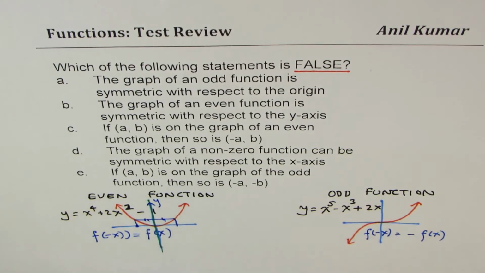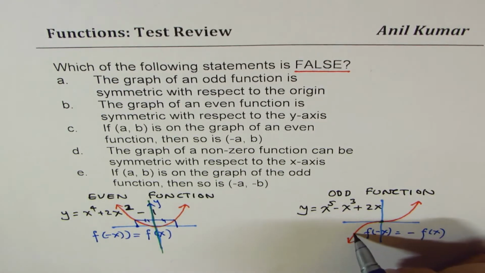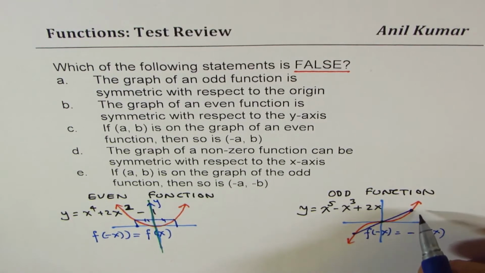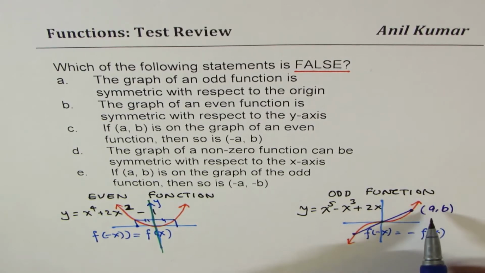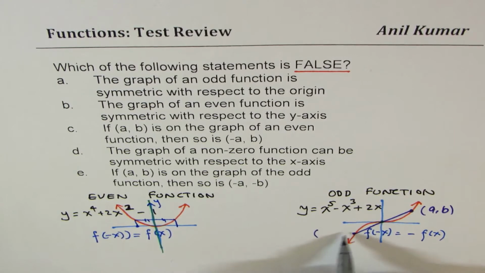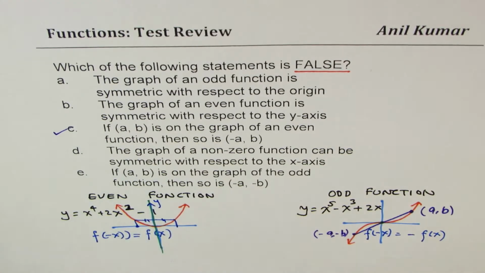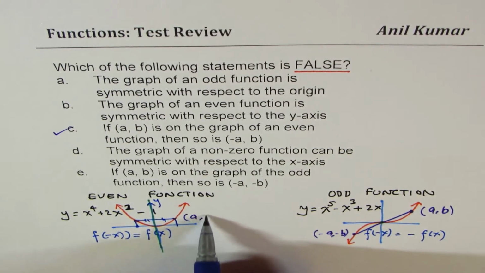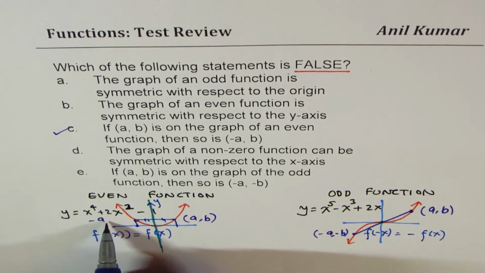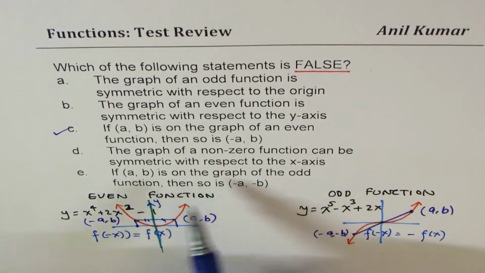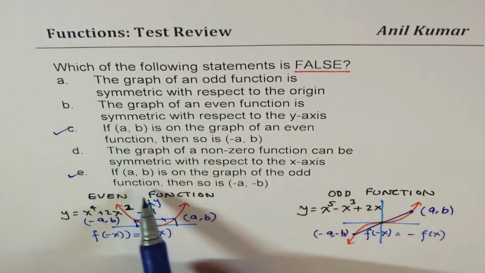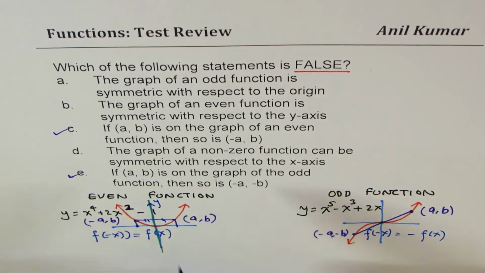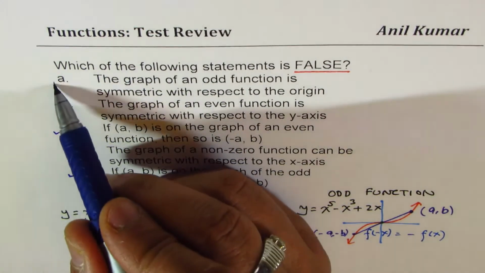So this is symmetric about the y-axis, and this is symmetric about a point. When we say symmetric about a point, we really mean that if I have a point here, a and b, then corresponding to this point, I do have a point here which is minus a, minus b. Is it okay? So that is okay. Here, if I have a point which is a and b, then corresponding to this we have minus a, b, so that also works, which is somewhere here. So this was for even, this is for odd.